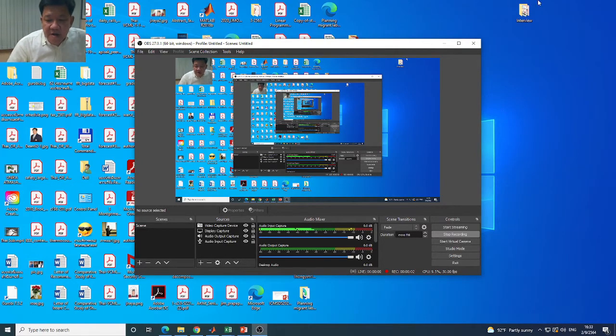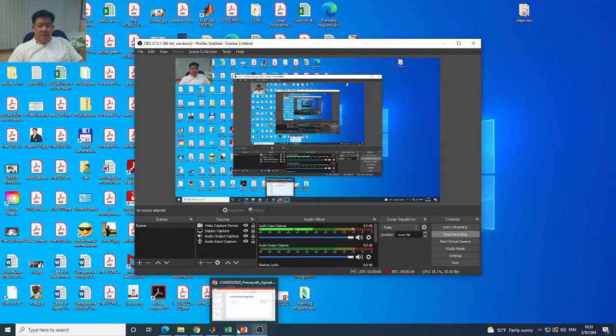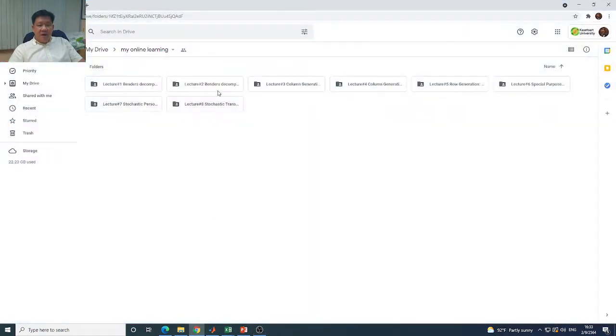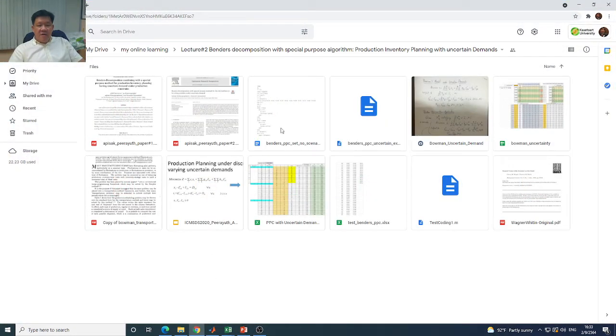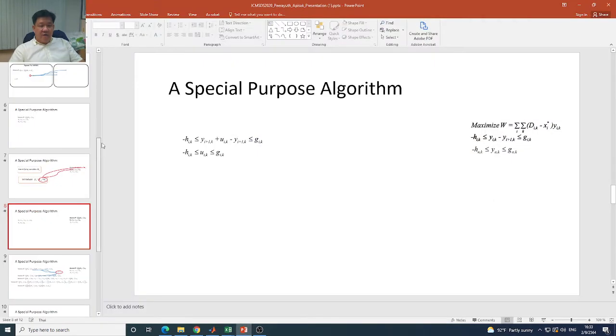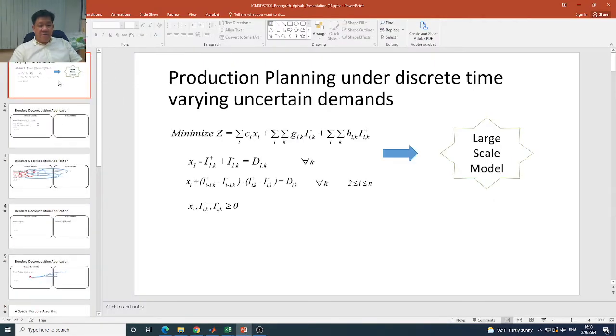Okay, we are back to clip number 18. It's a continuation from last time. We are talking about the implementation of the idea of this one, the general form of production planning under discrete time-varying uncertain demand.